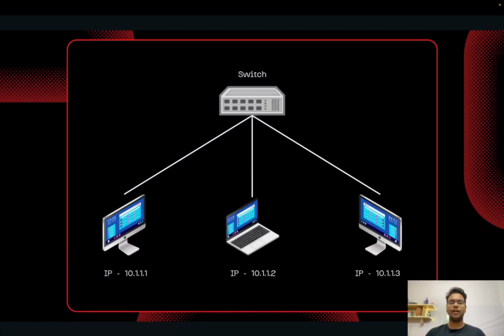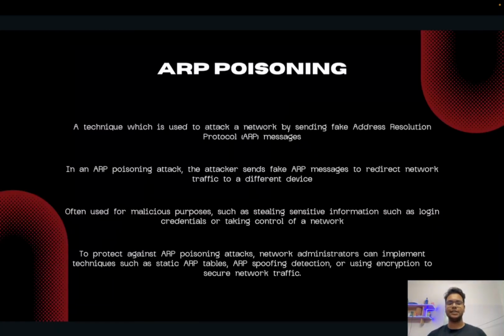But as we all know, ARP is also prone to some attacks, and one such attack is ARP poisoning. So let us talk about what is ARP poisoning. It is a technique which is used to attack a network by sending fake address resolution protocol messages or ARP messages. In an ARP poisoning attack, the attacker sends fake ARP messages to redirect network traffic to a different device. It is often used for malicious purposes, such as stealing sensitive information, such as login credentials, or taking control of a network. To protect against ARP poisoning attacks, network administrators can implement techniques such as static ARP tables, ARP spoofing detection, or using encryption to secure network traffic.